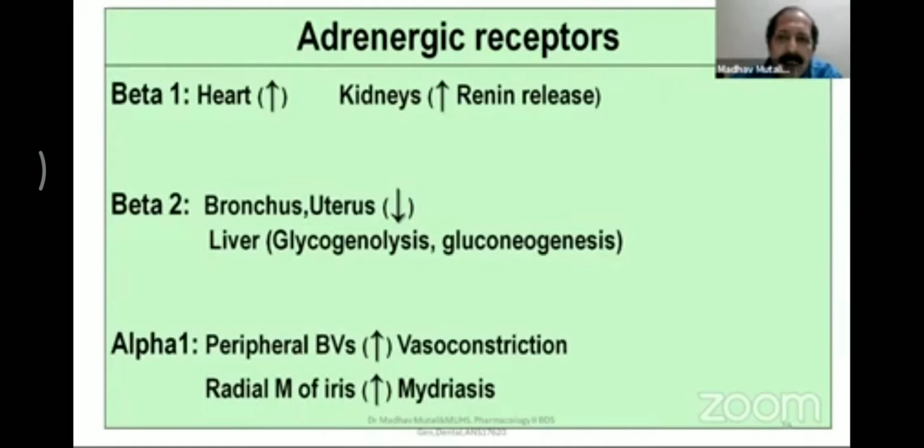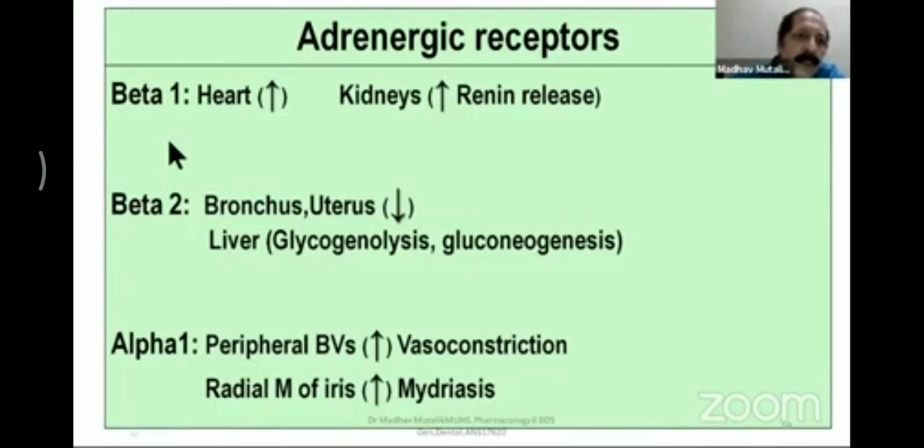You already read it, you already studied it, your teachers have already taught them. Now, we are here just to quickly revise the most important things which must be remembered. That's the must know. So there are two types of adrenergic receptors, beta and alpha.